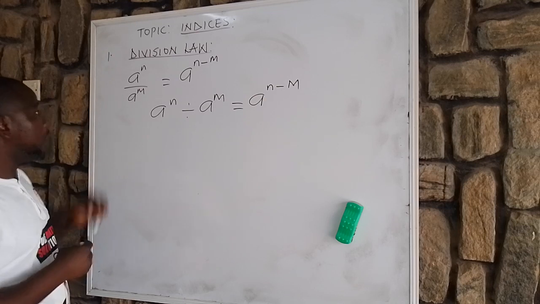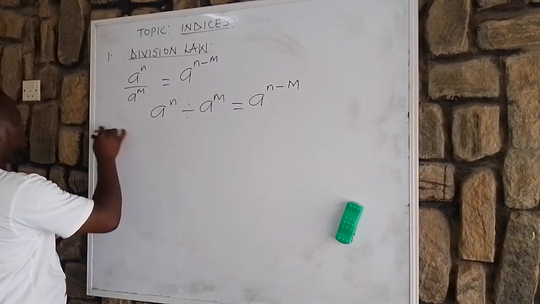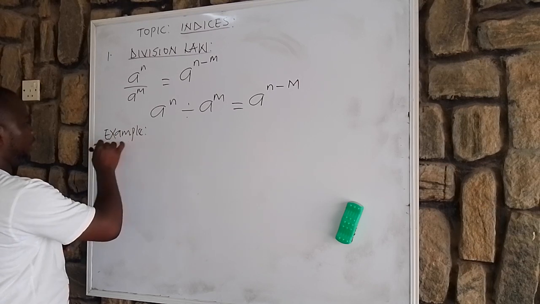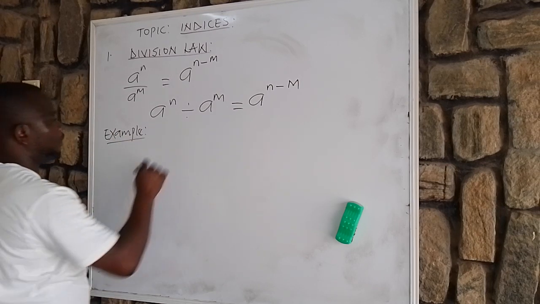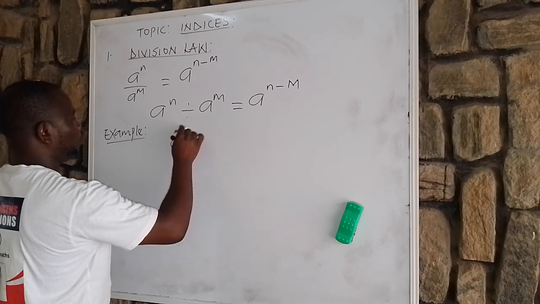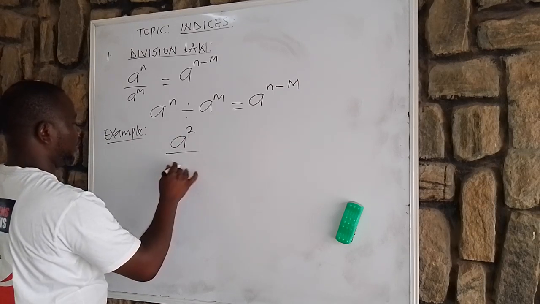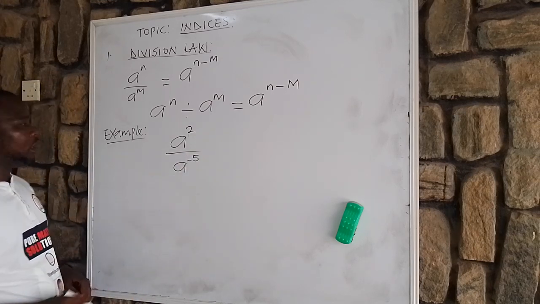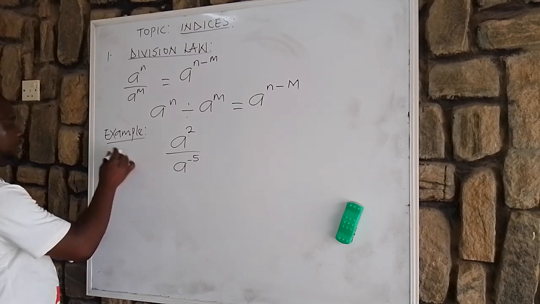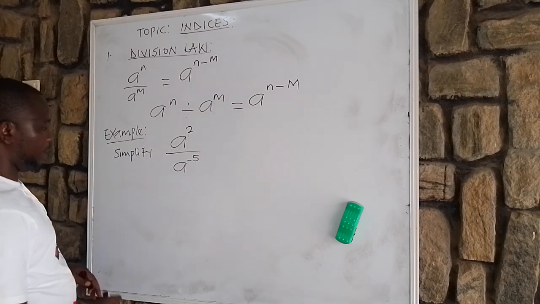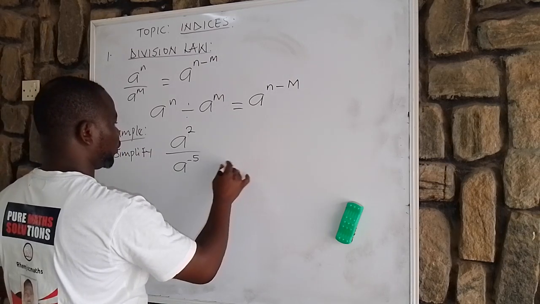Another example. Assuming we have a raised to the power of 2 all over a raised to the power of minus 5. If we are asked to simplify this, we write solution.